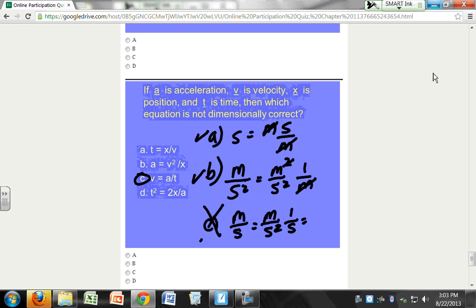Let's just go ahead and do D. I have seconds squared on the left-hand side. Remember, you don't deal with the 2. That's just a constant. So I have meters. And then 1 over A is seconds squared over meters. Well, that one looks correct, too. Oh, yes, of course. It is correct. So that one, D, is correct. So C is the right answer. C is the only one that's not correct.